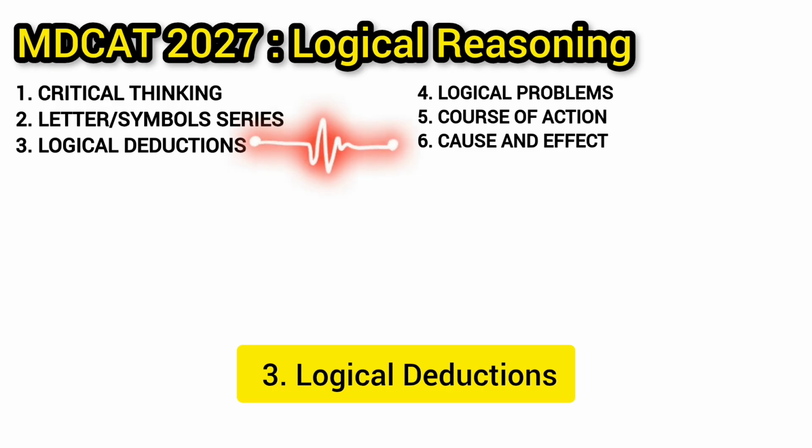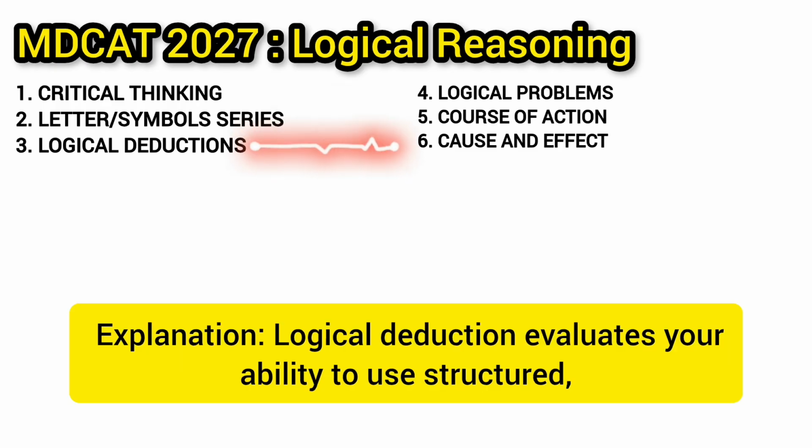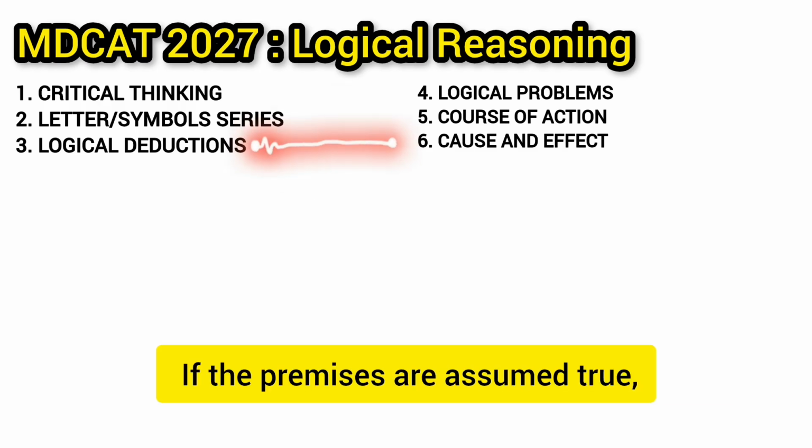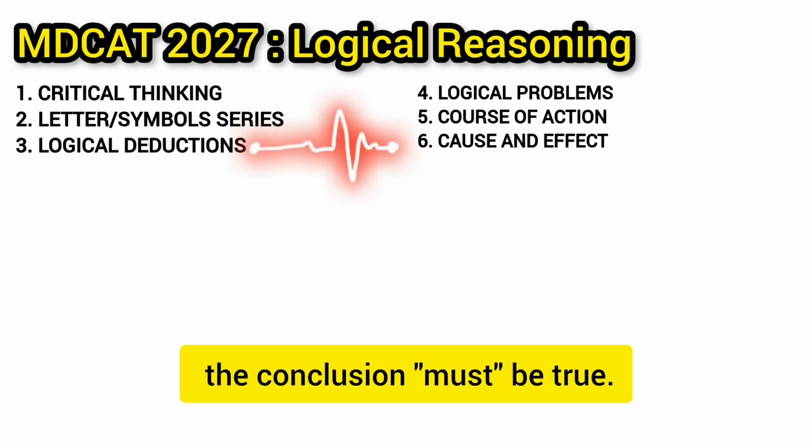3. Logical deductions. Explanation. Logical deduction evaluates your ability to use structured, top-down reasoning to deduce a necessary conclusion from a given set of statements or a short passage. If the premises are assumed true, the conclusion must be true.